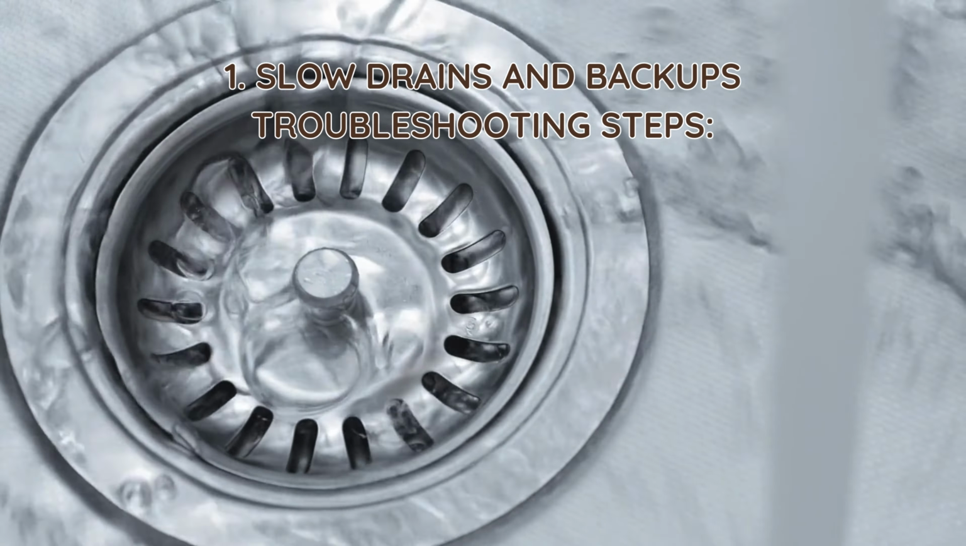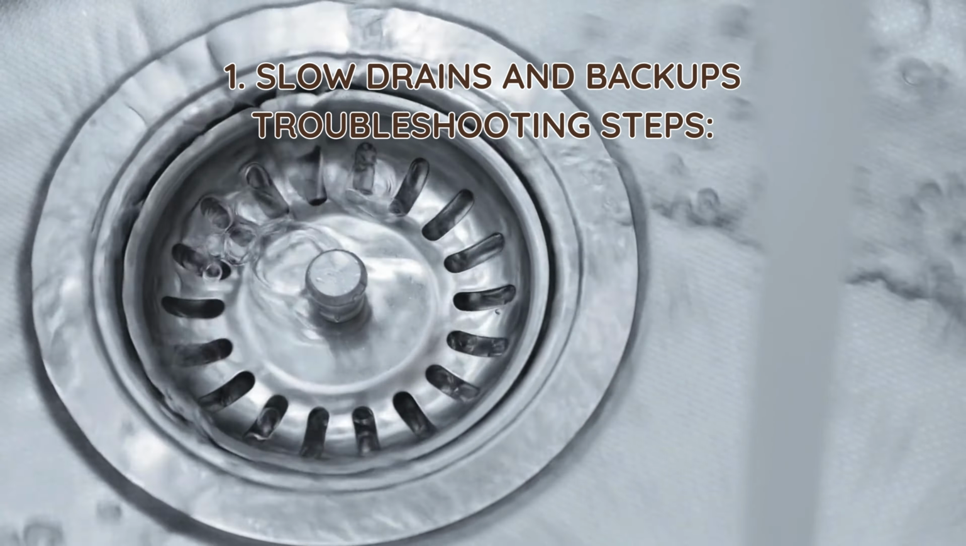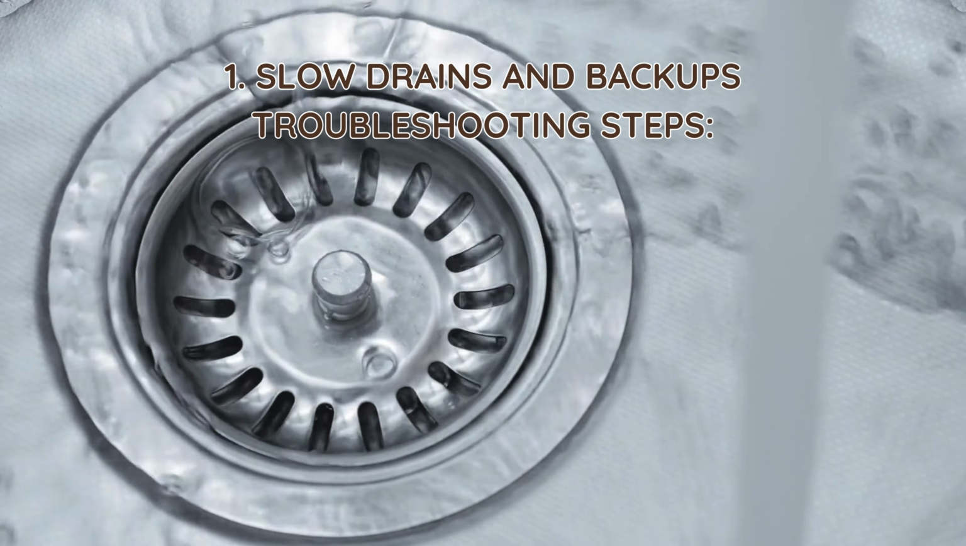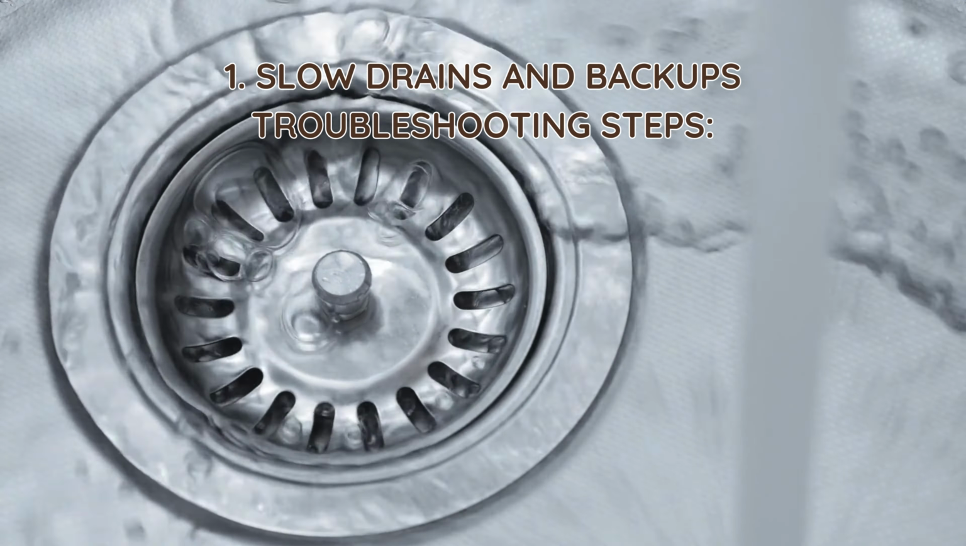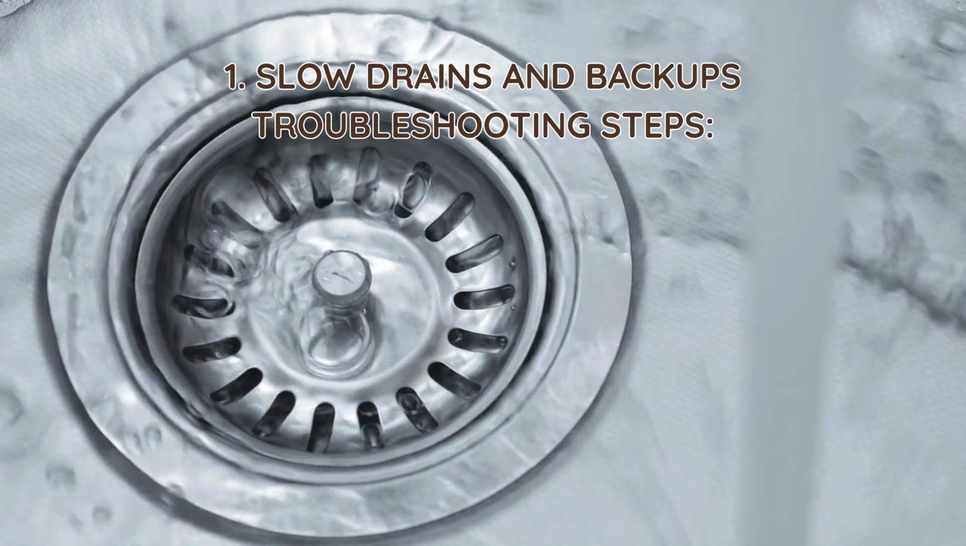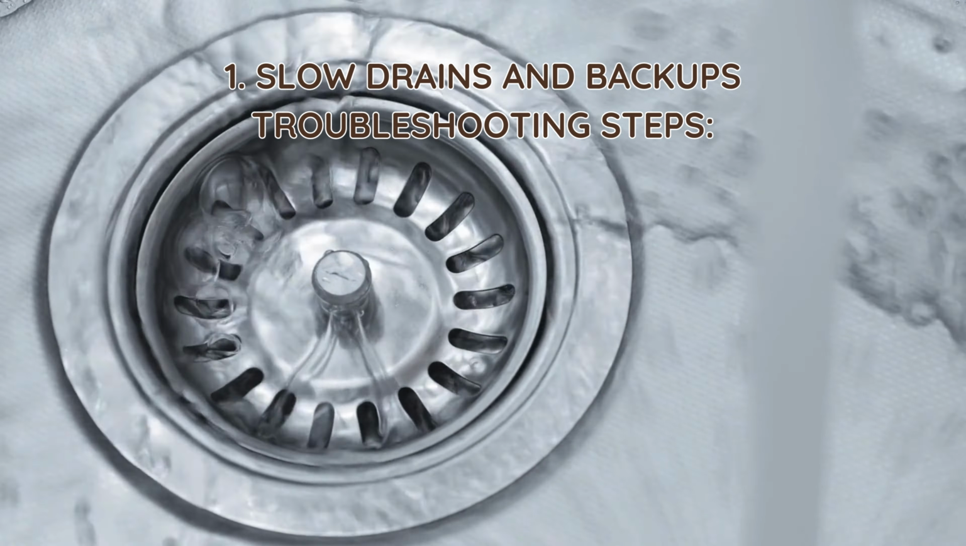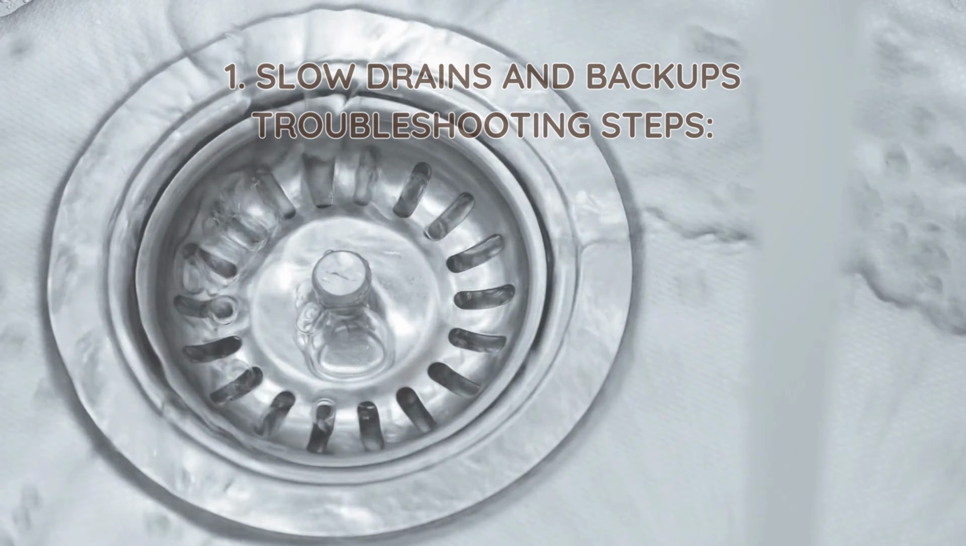Troubleshooting steps: inspect for blockages in sinks, toilets, or main pipes. Use a plumbing snake or hydrojetting for minor obstructions. Schedule a professional septic tank pumping if solids are near capacity. Limit chemical cleaners that kill beneficial bacteria, and consider adding septic-safe bacterial treatments.